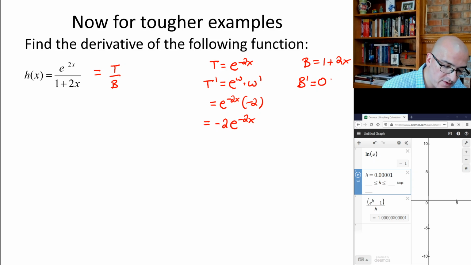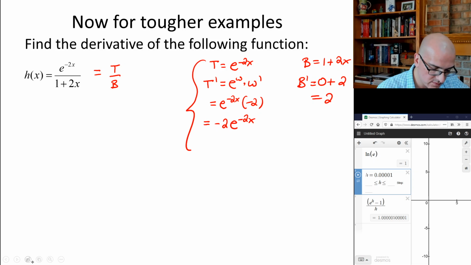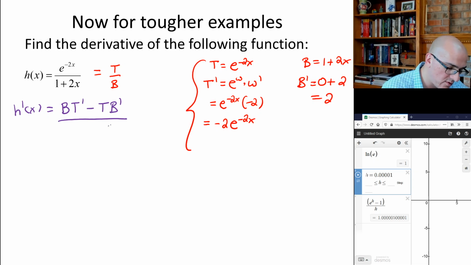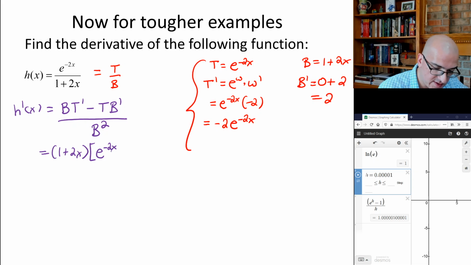Derivative of 1 is 0. Derivative of 2x is 2. So we just get 2. And then we can plug that into our quotient rule. So h prime of x, according to the quotient rule, will be b t prime minus t b prime over b squared. So the bottom function is 1 plus 2x. T prime is, oh, t prime is negative 2 times e to the negative 2x.